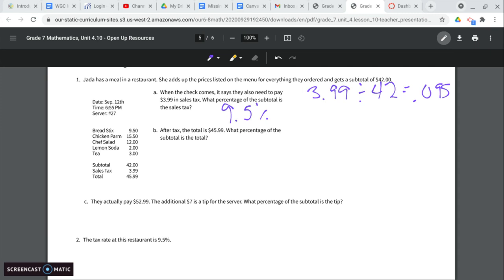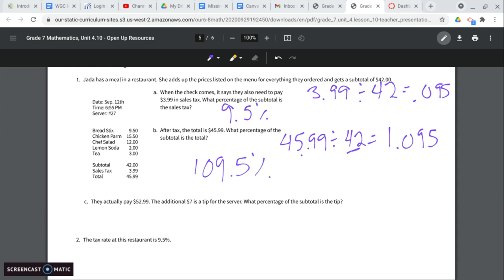So after the tax, the total is $45.99. What percentage of the subtotal is the total? So we're taking the $45.99, we're dividing it by the 42 because that was our subtotal. This is our total. And so we end up with 1.095. So that means it's 109.5%, which makes sense since the sales tax represented 9.5%, and we're combining the subtotal and the sales tax to get our total value. So for C, they actually paid $52.99.